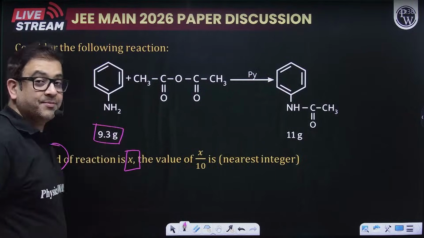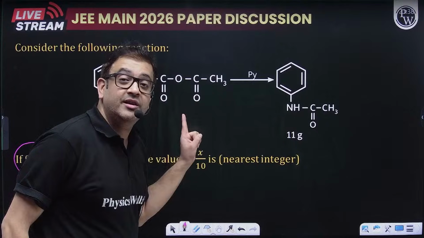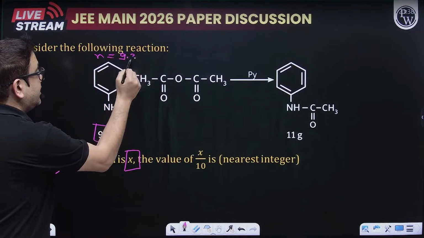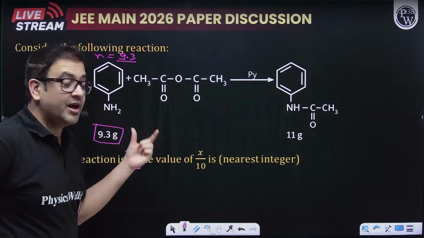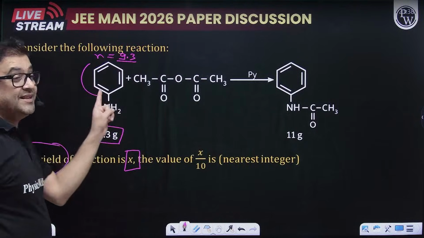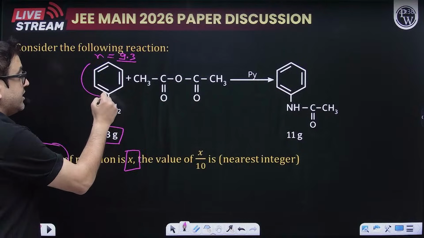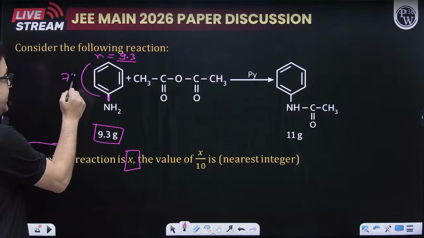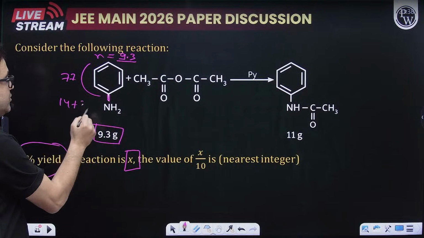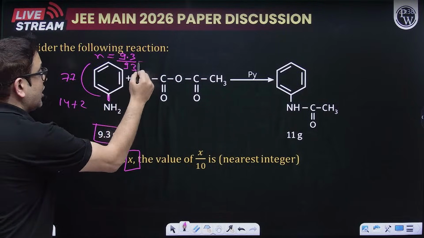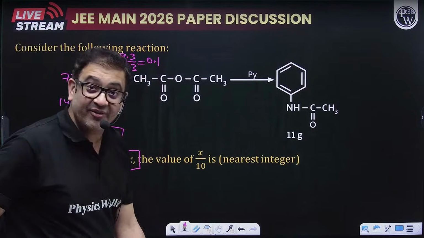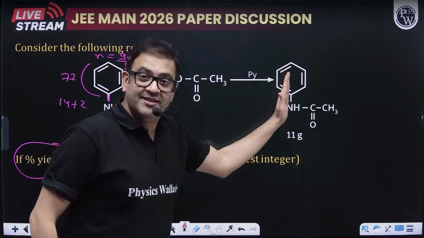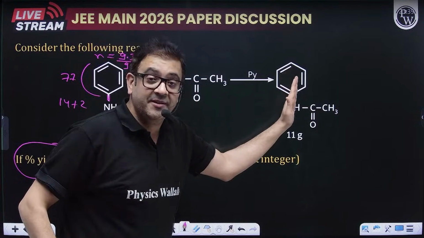So moving to this question, 9.3 grams of this substance is given. What is the number of moles? Number of moles will be equal to 9.3 upon molar mass. Molar mass: benzene is 78, but because there is one free valency, subtract 1, so 77 plus 14 plus 2. I guess this will be 93 only. So how many moles do you have? 0.1. So 0.1 mole of this should produce 0.1 mole of this if efficiency was 100%.